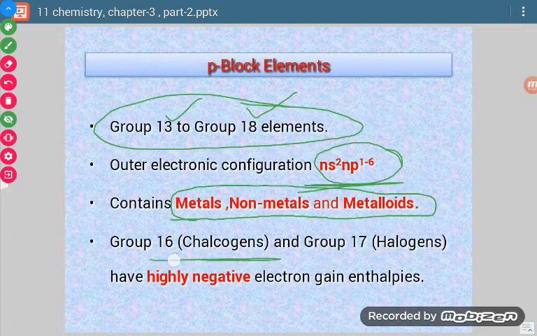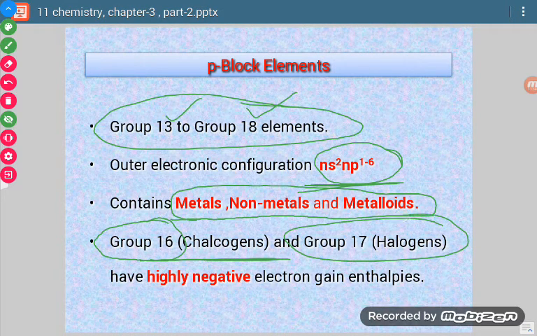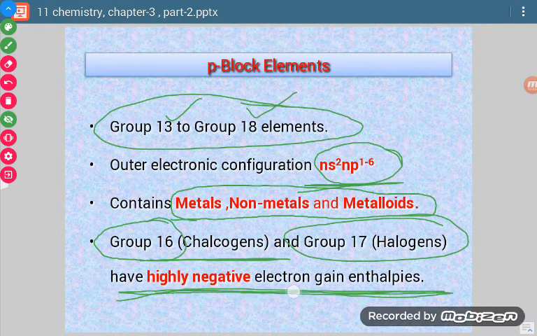Okay. Group 16 are known as chalcogens. Now what do we mean by chalcogens? Chalcogens means ore forming elements. So those elements which belong to group 16 form ores, or they are always present in ores, so they are known as chalcogens. Group 17 is known as halogens. Now halogen means they have a very highly negative electron gain enthalpy value. What is electron gain enthalpy value? This is one of the properties that we will be discussing afterwards.